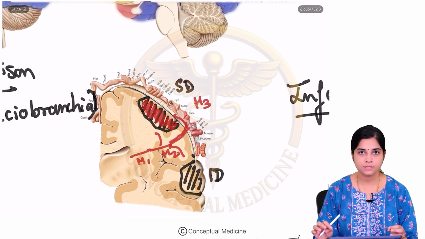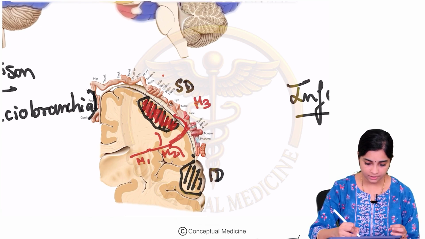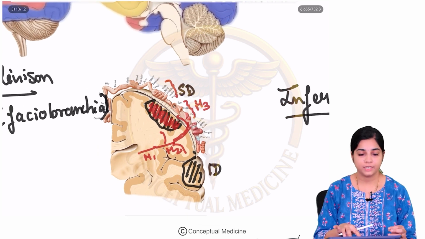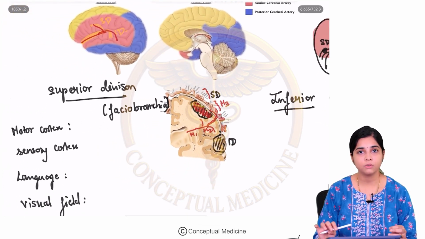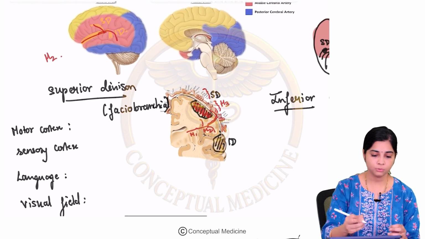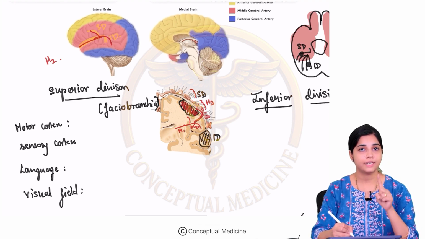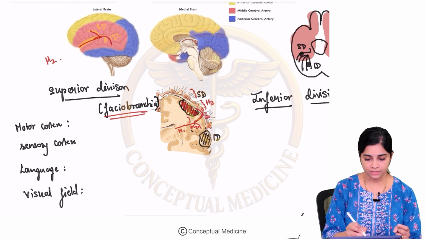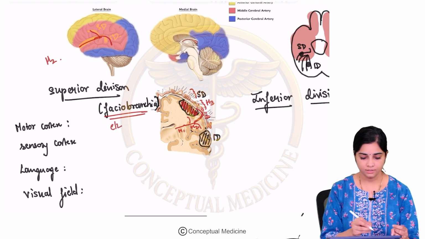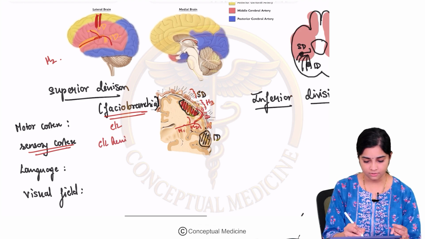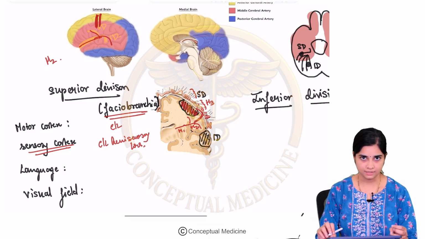Which part of the homunculus is it supplying? It is supplying predominantly the contralateral hand and contralateral face. So if there is a superior division involvement alone of your M2, M2 being the second segment of MCA, only the contralateral hand and face are involved, and this is what we call faciobrachial weakness. Then the sensory cortex will be involved, yes, because this part of the sensory cortex is involved along with the motor. You will have contralateral hemisensory loss.